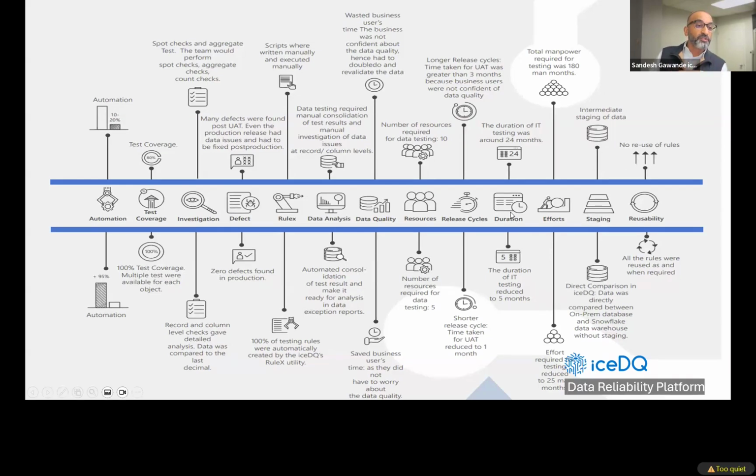The duration, of course, is reduced because the test release cycle is reduced, the testing cycle is reduced, the effort is reduced. And then the key point here, especially if you're migrating, you don't just have the source and the target. You sometimes have intermediate stages in the system. Now, how do you test the intermediate stage? How do you compare the intermediate stage? All those things become faster with automation.